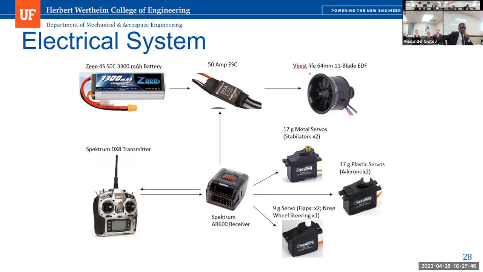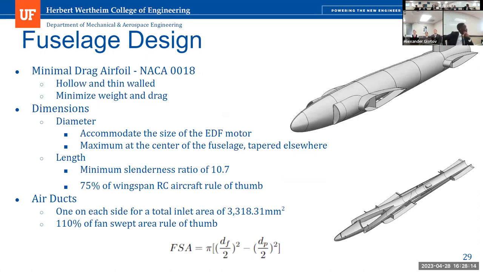And then we chose three different types of servos, one of which is a 17 gram micro class servo. It's a metal servo. These were used for the stabilators. We have two plastic servos that are also micro class used for the ailerons. And then we have sub-micro class servos. We have two for the flaps and one for the nose wheel steering, as they are not critical to flight. So our fuselage design attempted to consider all these different aspects. We got a total weight of 790.2 grams, and we modeled it off of a minimum drag airfoil, which is the NACA 0018.